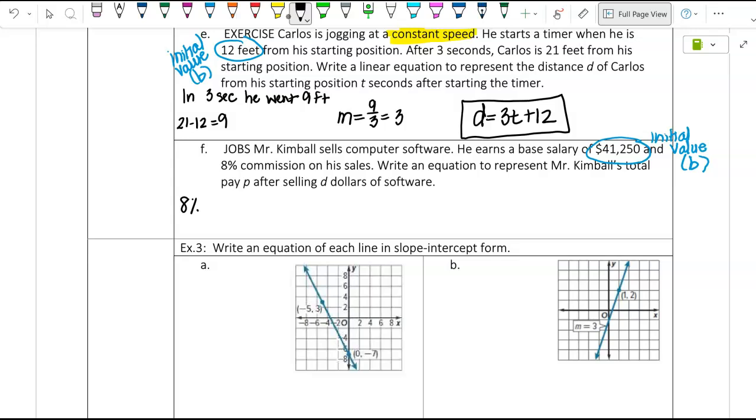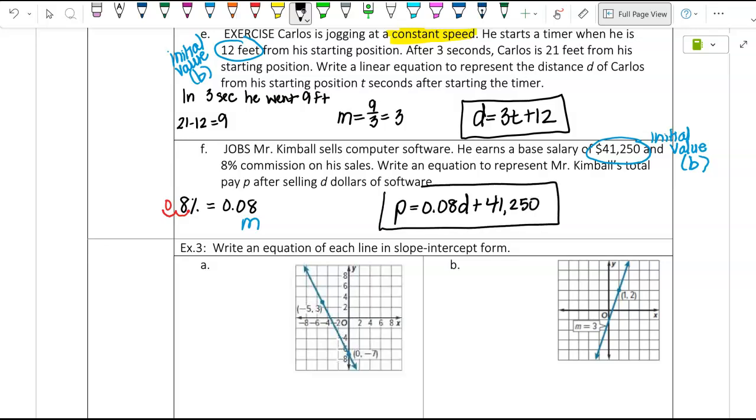How many times do I move the decimal point to go from percent to decimal? 2. So it starts here. I have to go to the left 2, so I'm going to have to fill in a 0. So 8% is equal to 0.08. That is my slope. So I've got my y-intercept, I have my slope. I just have to use the variables they give me. So P equals 0.08D plus 41,250. That would be the equation to calculate his salary.